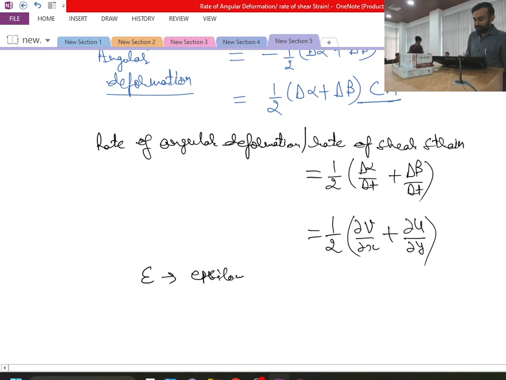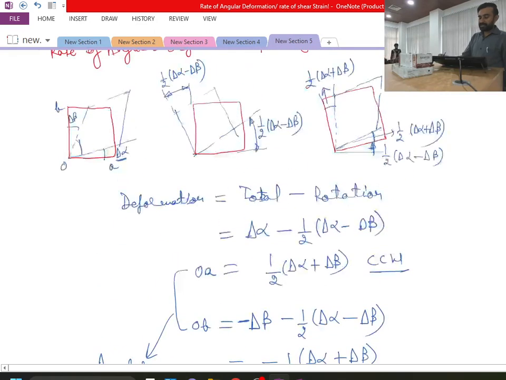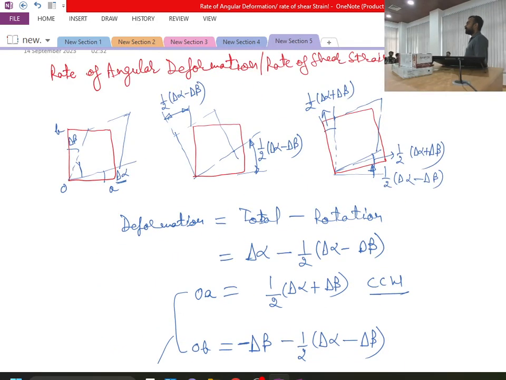So epsilon we will use to represent shear strain, to represent strain in general. Okay. So can you tell me what is strain? Strain is a scalar, a vector, or a tensor? Scalar. It depends upon direction. In which direction strain is taking place. Okay. So one thing is very clear, that it is having direction.